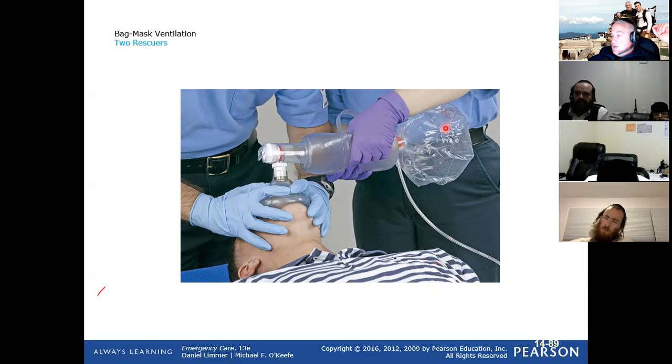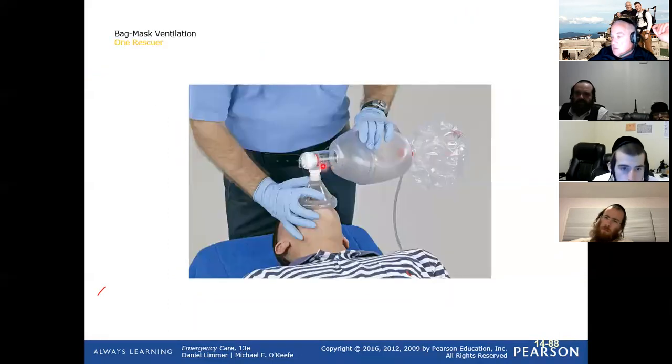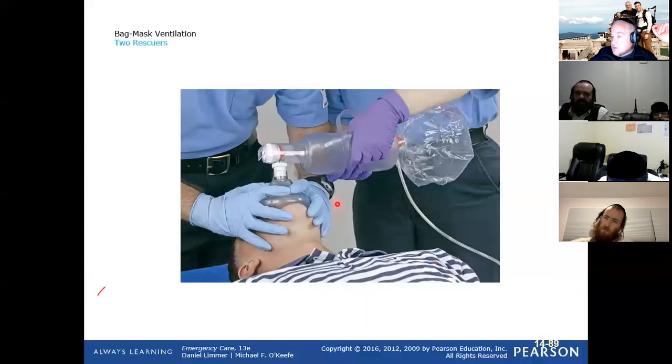So this person here is going to have to squeeze a lot less than this person here had to, because this person has a leak on this whole side of the mask because they can't really get any pressure on it, where this person has 360 degrees around it. So this guy's going to have an easier time at squeezing the bag valve mask.